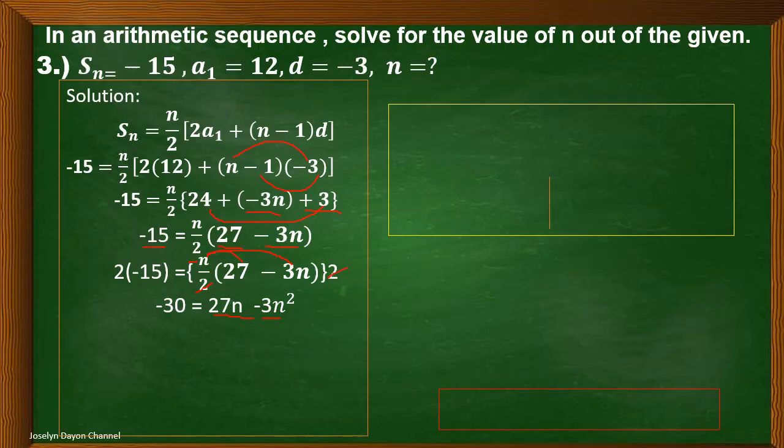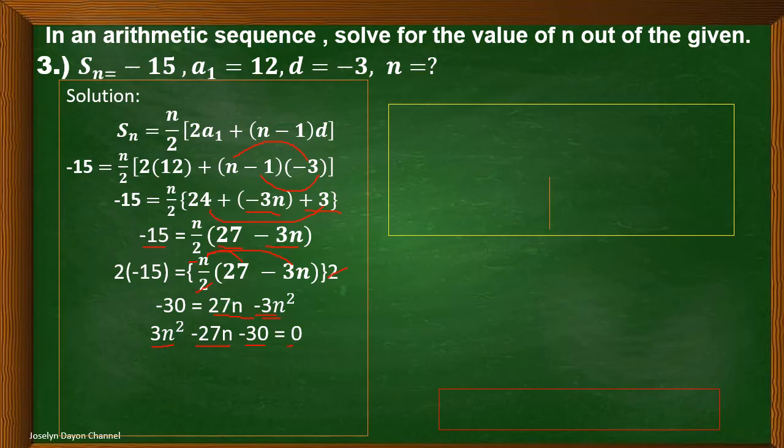Now we have to rewrite the equation into standard form of a quadratic equation. So this time I'm going to transpose all the terms from the right side of the equation to the left side of the equation. So we have here 3n squared, because from the right side 3n squared is negative, so once transposed it becomes positive 3n squared. 27n becomes negative 27n. And negative 30, just copy because it's still on the left side of the equation. And we're going to equate that with 0.